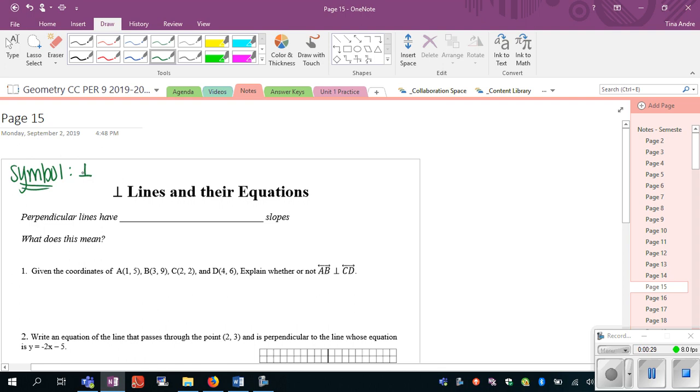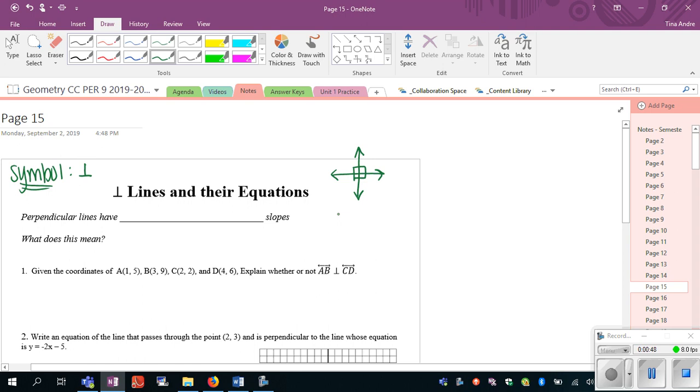And notice too that there's two right angles on both sides. That's because perpendicular lines, if you think about what they look like, are two lines that intersect and form right angles. So this little square notation is me representing that there's 90 degrees in each of those four corners, which means that those lines are perpendicular.